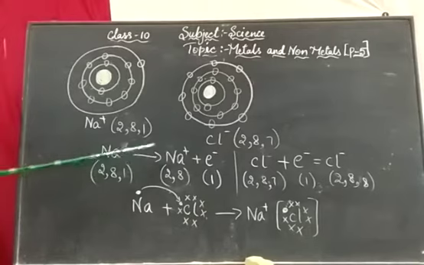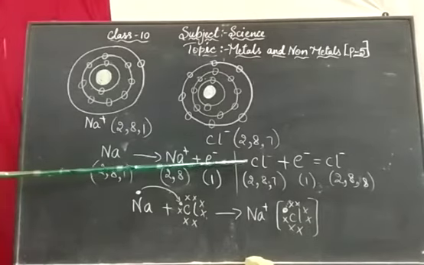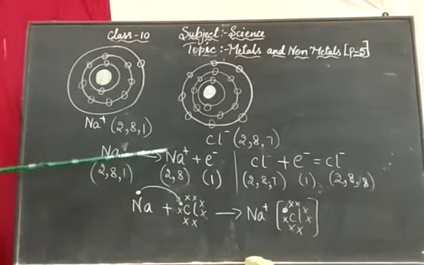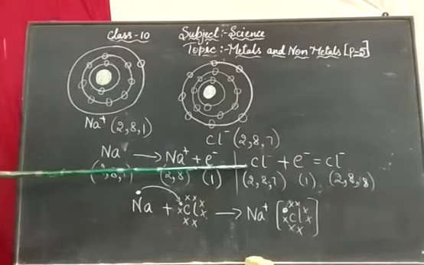If it gives, it will become plus. If it accepts, it will become minus. When it is giving, it becomes a cation. When it is accepting, it is known as an anion.